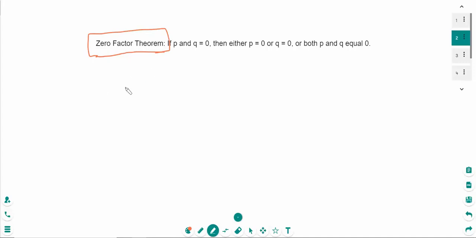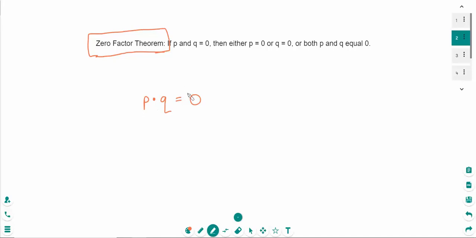So all the zero-factor theorem is the observation that if I have, let's say, a P and I'm multiplying it by a Q, and I tell you that this product will equal 0. Now, I don't know what P is and I don't know what Q is, but I can make a very powerful assumption here. And that is that in order for this to be true, either P is going to be equal to 0 or Q is going to be equal to 0 or both of them are going to be equal to 0.